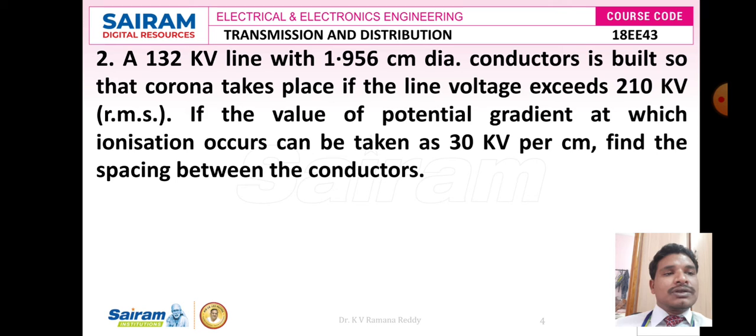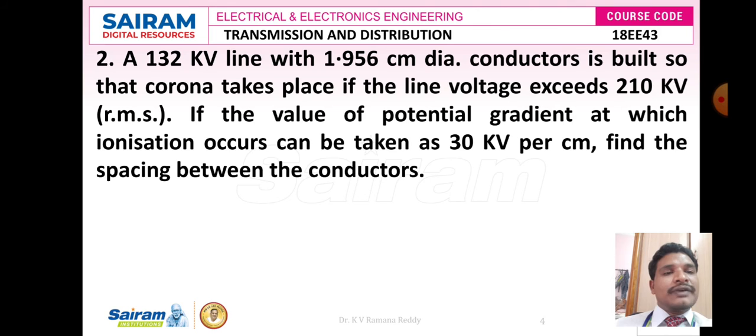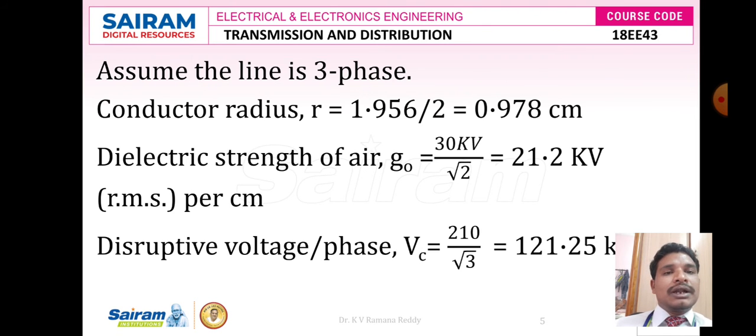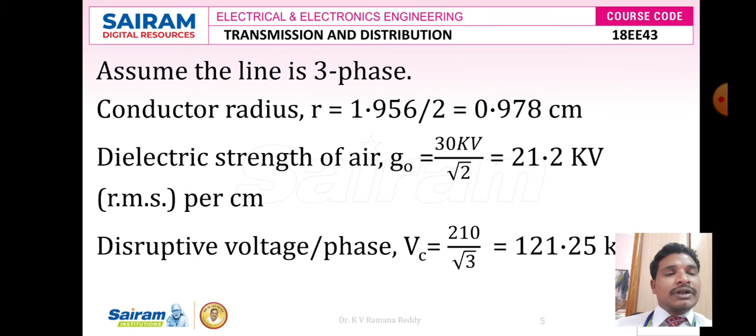Now, as given, it is a three-phase system, and the diameter of the conductor is 1.956 centimeters. First, I calculate the radius of the conductor: R is equal to 1.956 divided by 2, which comes to 0.978 centimeters. Next, the dielectric strength of the air, G0. They gave 30 kilovolts per centimeter, but I want the effective value, so I divide 30 kilovolts by root 2. That becomes 21.2 kilovolts RMS per centimeter.